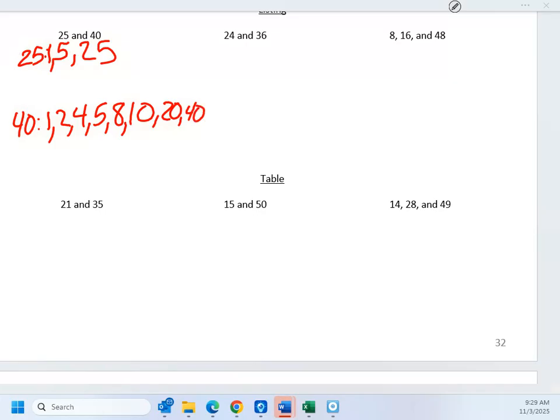Now, once I have all of my factors listed, I'm going to circle the ones that they have in common. So we know they have the 1 in common. They have a 5 in common. No 25 here. So 1 and 5 they have in common. What's the greatest common factor? Rhoda? 5. 5 is the biggest factor that they share in common.